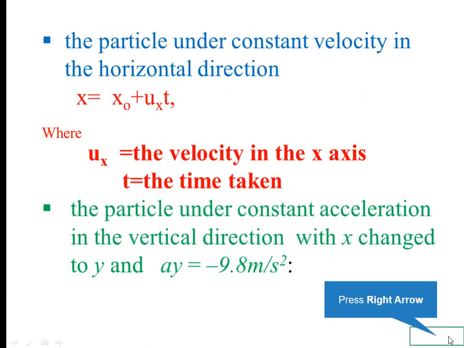under constant velocity in the horizontal direction, where the horizontal displacement x is equal to the initial displacement x naught plus u_x t, where u_x is the velocity in the x-axis and t is the time taken. The particle under constant acceleration in the vertical direction, with x changed to y and a_y equals minus 9.8 meters per second squared.